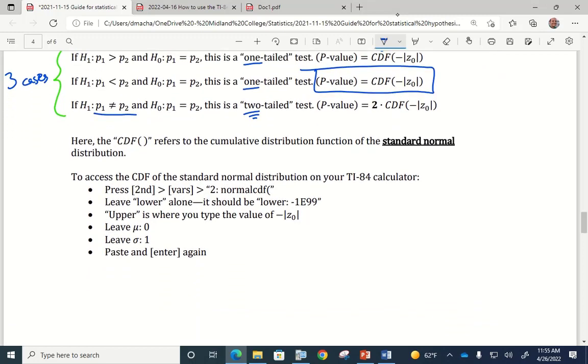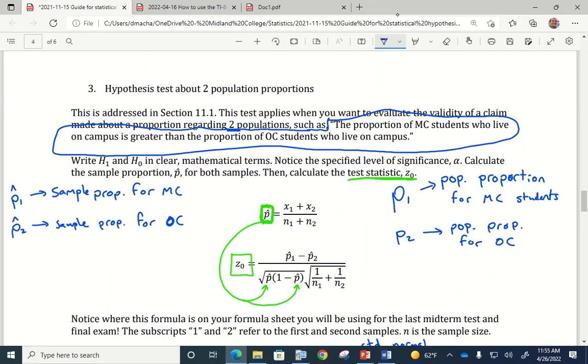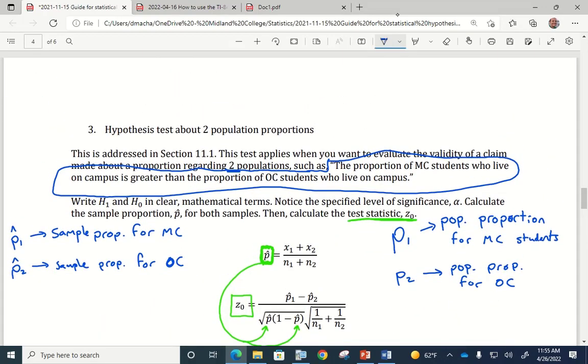And so, of course, if you forget how to get the CDF of the standard normal, that's going to be second VARS, and then number 2 says normal CDF. Let me make up a little example. So we're actually going to use this claim. And suppose that I conduct a sample at Midland College of 40 students, and out of those 40 students, I find that 10 live on campus.